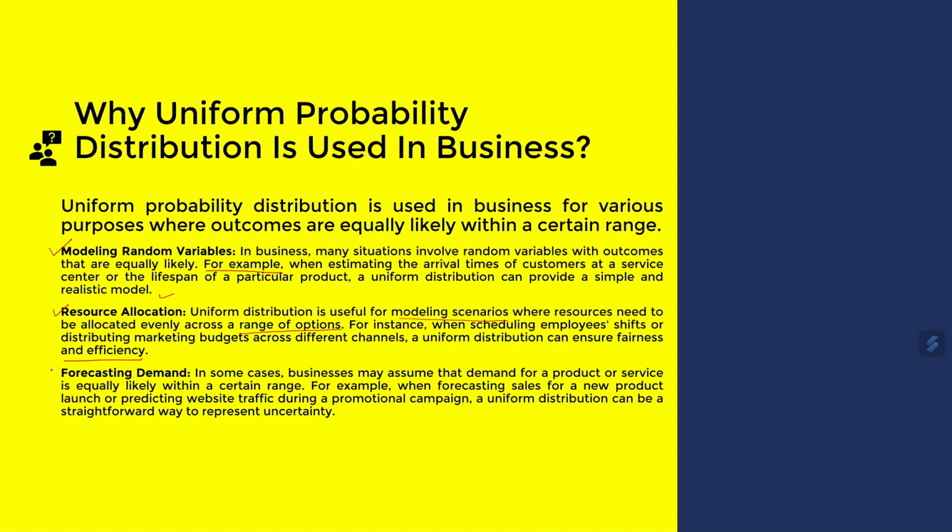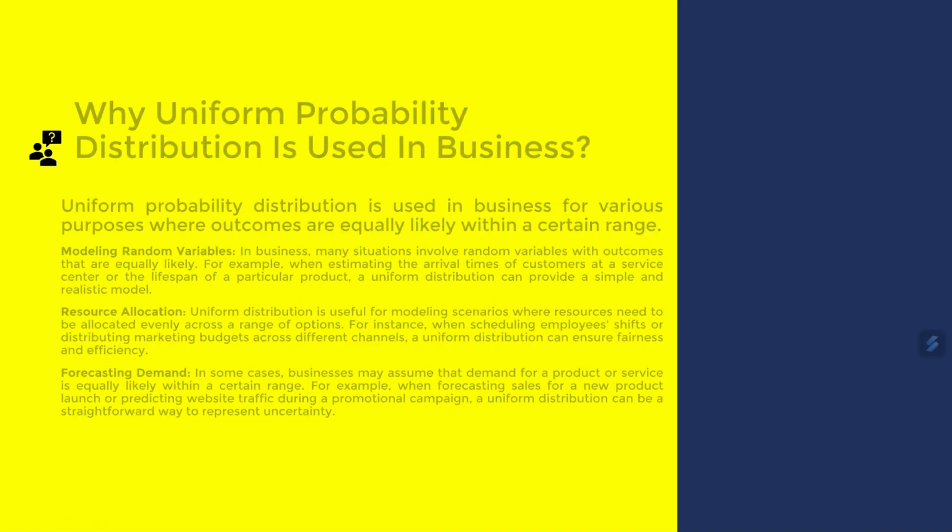In the case of forecasting demand, businesses may assume that demand for a product or service is equally likely in a range. For example, when forecasting sales for a new product launch or predicting website traffic, which is really important in today's world, during a promotional campaign, a uniform distribution can be a straightforward way to represent uncertainty. Alright, I hope you understood this with the help of these business case examples.